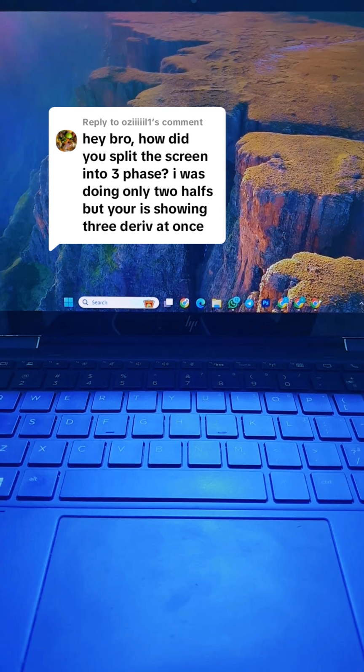Mambo ni kuchanuana. So I have a mkuu hapa ameuliza, hey bro, how did you split the screen into 3 faces? I see doing only 2 halves, but yours is showing 3. So this is how we do it, bro.